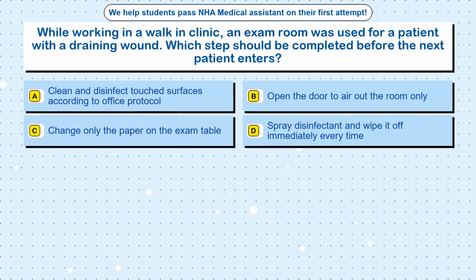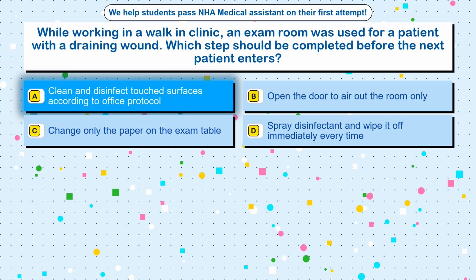Question 67. While working in a walk-in clinic, an exam room was used for a patient with a draining wound. Which step should be completed before the next patient enters? Option A, clean and disinfect touched surfaces according to office protocol. Option B, open the door to air out the room only. Option C, change only the paper on the exam table. Option D, spray disinfectant and wipe it off immediately every time.